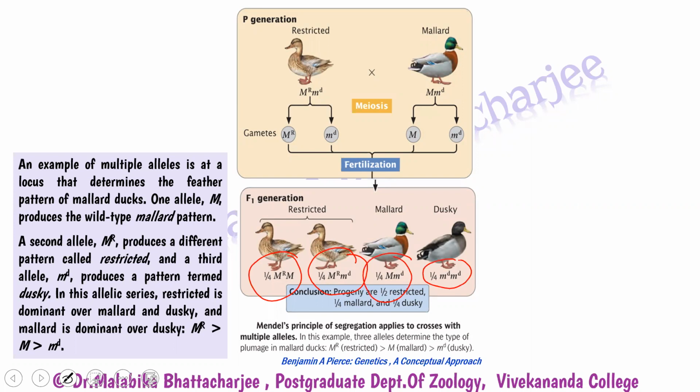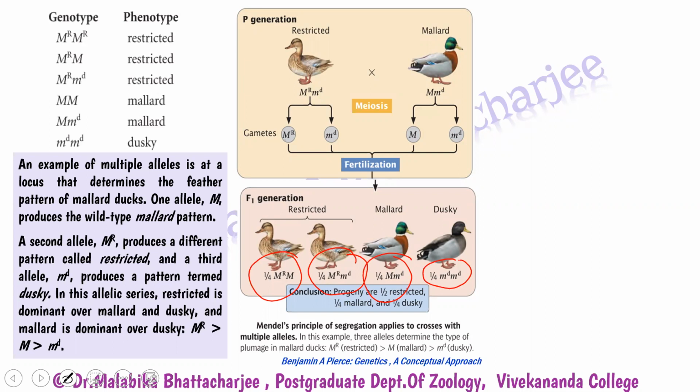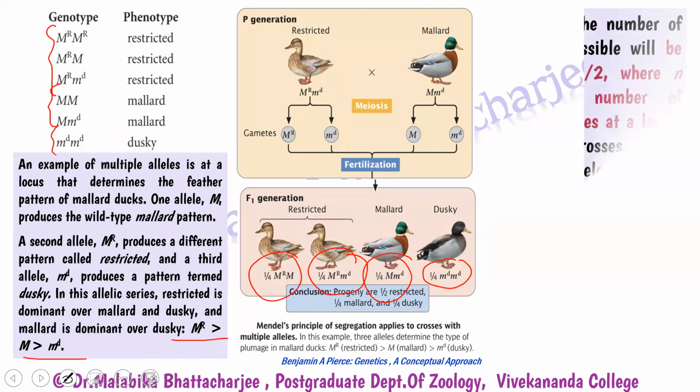Now see, phenotypically, MRM and MRMD will be restricted because MR is dominant to either M or MD. M being dominant to MD will have a mallard pattern and MD will be dusky. So this was what I was telling you, that when we have a hierarchy of MR dominant to M, dominant to MD, all the combinations with MR will show restricted pattern. All the combinations with M will show mallard pattern. And the combination with MD will show dusky pattern.